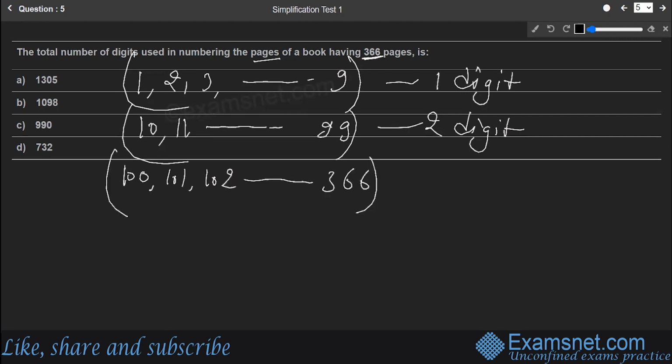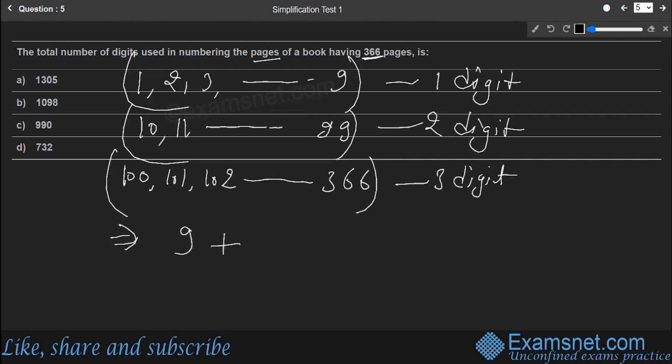So this is how the book would have been numbered, and these will be the 3-digit numbers in the same fashion. Now we are supposed to find out the total number of digits used. So we need to count these digits. We can go one by one. If we go for the single-digit numbers, how many are there? 1 to 9. So there are 9 single-digit numbers, so obviously 9 digits have been used.